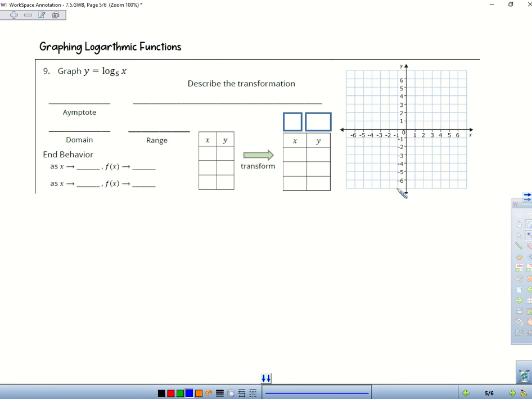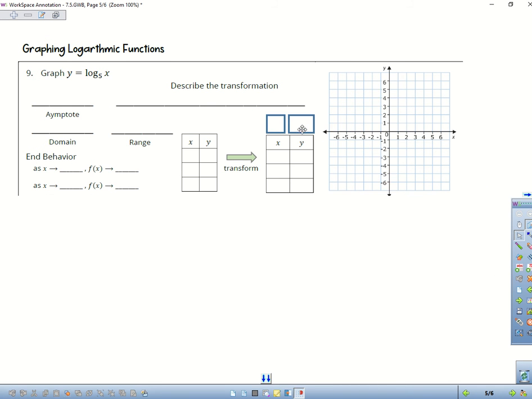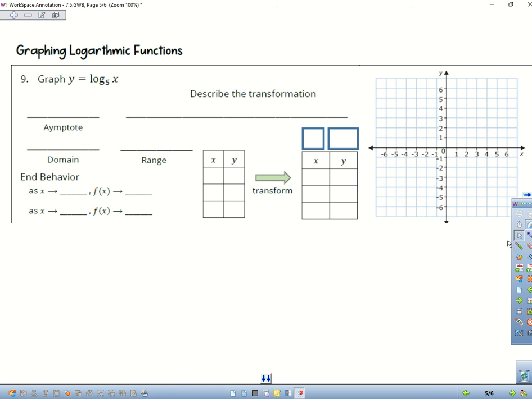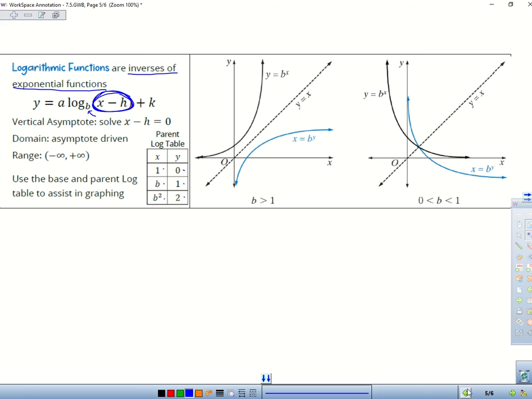It's easiest to see when you do an example, I think. So the very first thing you're going to do here is identify if there are any transformations. There may or may not be. In this particular case, with any function that we deal with, we have an a, an h, and a k. We all know what a, h, and k do by now, right?